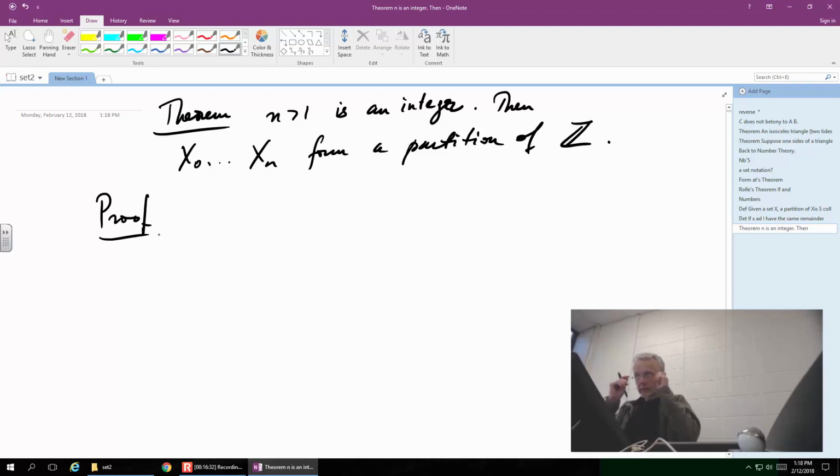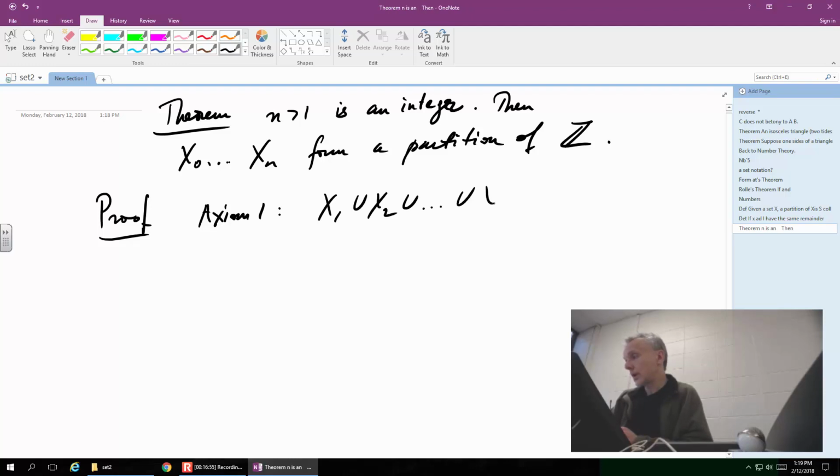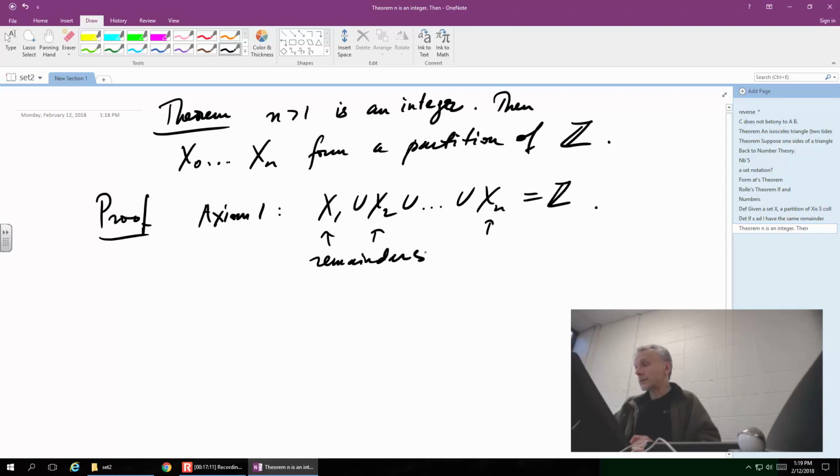Well, let's point out the proof at least. For a partition, we have two properties: we cover everything, and the sets are disjoint. Property one, or axiom one, is that x_0 union x_1 union ... union x_{n-1} is equal to Z. Why is it true? In case you forgot, those subscripts are the remainders, from 0 to n minus 1. That is actually quite important. There is no x_n because n is equal to 0 in that sense.